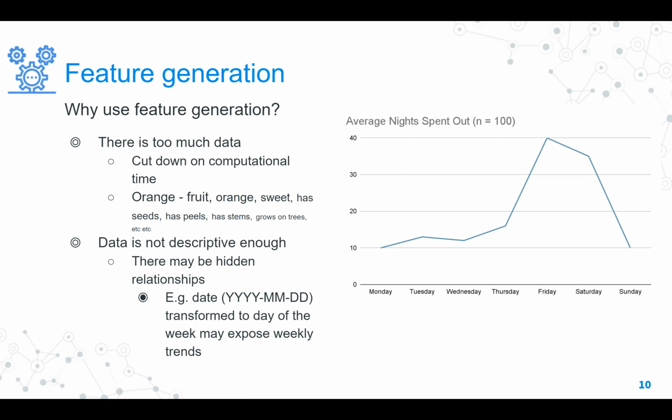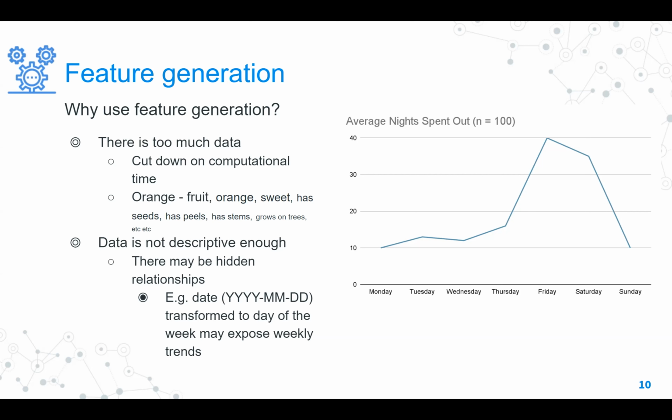So if we are able to look at multiple features and condense them, or squish them and summarize them all with one feature that represents everything we're looking for, then obviously that is way better than having all these features fed into our model. So for example, we have an orange, and the features could be: it's a fruit, it's orange in color, it's sweet, it has seeds, it has peels, it has stems, it grows on trees, etc. But as you will see in the next slide, there's one easy feature I can use to condense all of the information together.